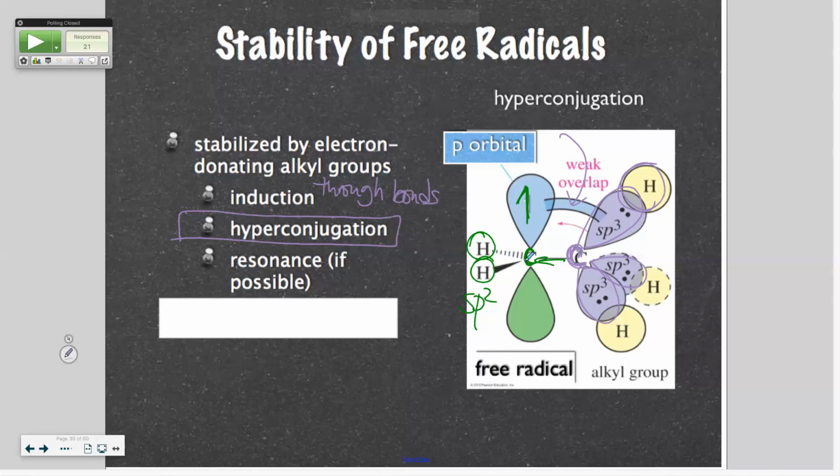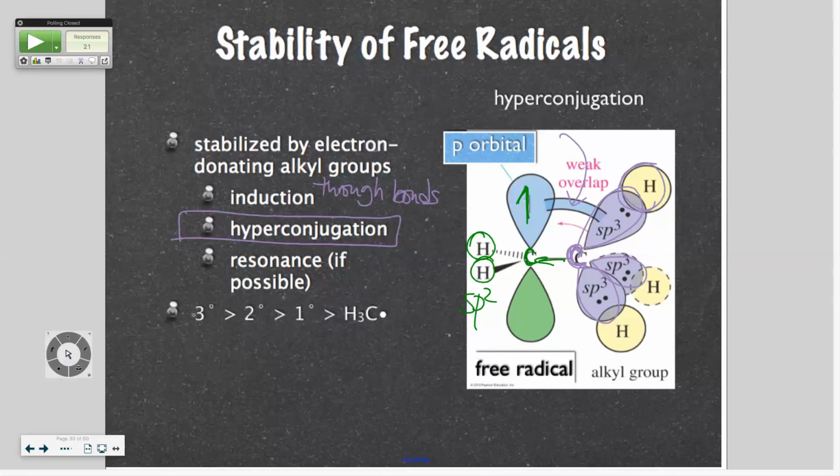And what is resonance? Do you remember doing resonance forms? Yeah, where you can alter how the electrons are arranged. That's resonance. This example does not have resonance. Okay, there's no resonance there. Okay, tertiary free radicals are more stable than secondary, than primary, than methyl.